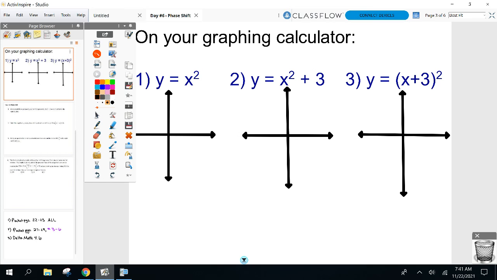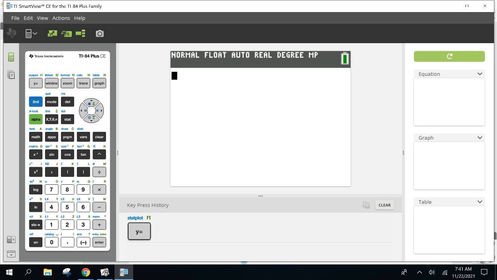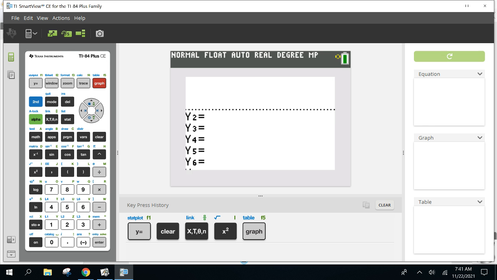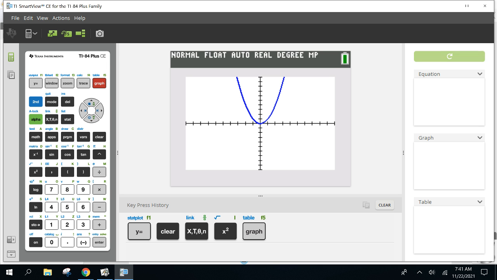Do me a favor, go to your y equals screen and type in x squared to see what that graph looks like. I'll do it with you. Clear out whatever's already there for me. X squared. Hit your graph button. If anybody's seeing anything different, let me know because I want to change your windows.